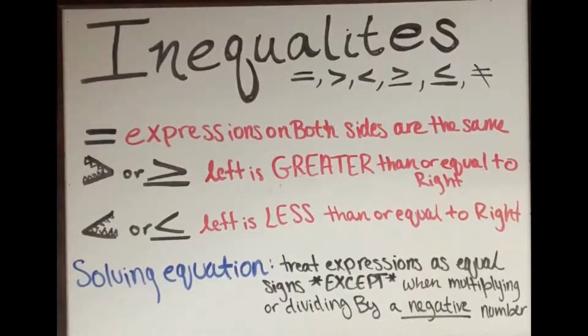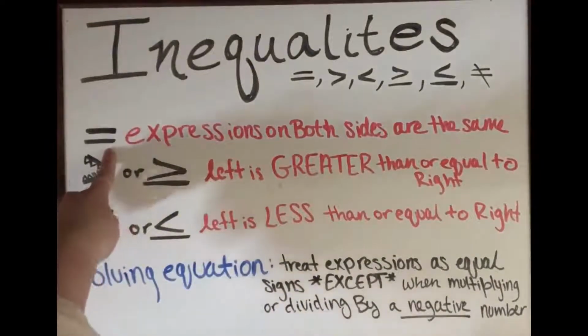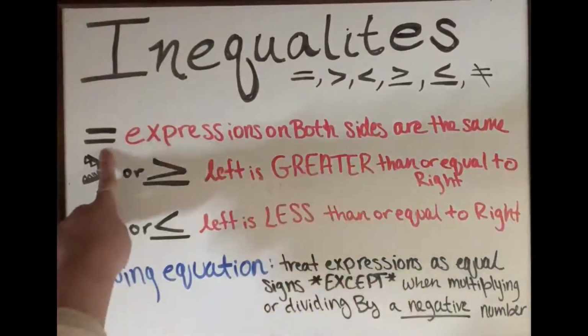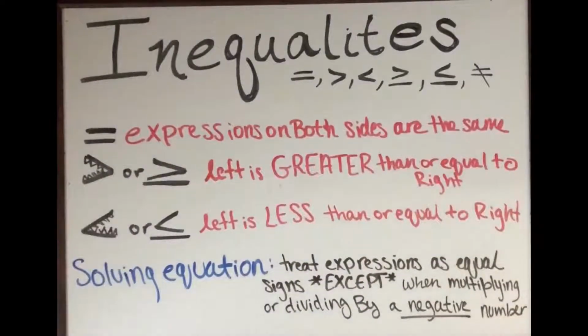It's kind of intuitive. So you know your basic equal sign, right? 3 equals 3, 9 equals 9, 9x equals 18x over 2. The equal sign indicates that the expressions on both sides of the equal sign are the same. So when we're dealing with inequalities, we have expressions we can use to indicate that one side is either greater than, less than, or equal to the other side.